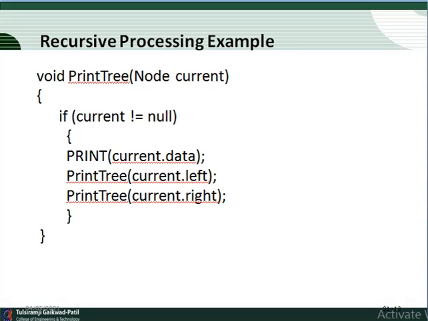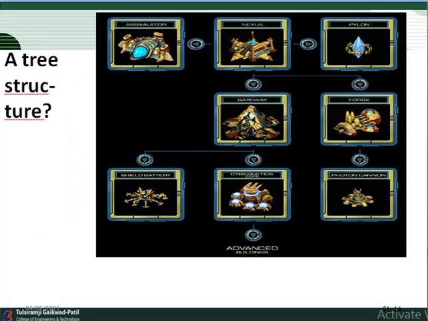So a recursive programming example of these things is on the screen. We can write void print tree node, current node. We can say if the current node is not equal to null, then print the current data. Print the tree which is on the left of this. If the value of the node is less than the root node, we can keep it on the left. If the value of the node is greater than the root node, then we can shift it to the right side of the tree.